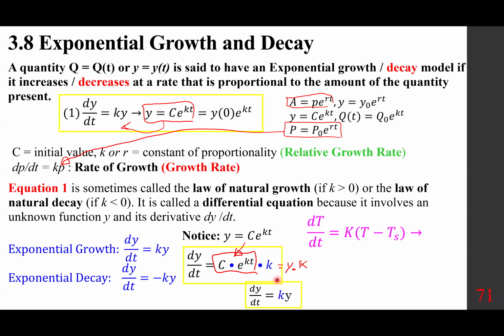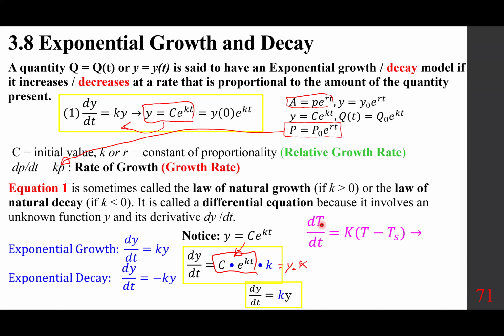Another differential equation is known as Newton's law of cooling. dT/dt equals k times (T minus T sub s). The bad thing about this is that we are using the same letter: capital T represents the temperature, lowercase t represents the time. So the dependent variable is capital T, the independent variable is lowercase t. The independent variable is time, and the dependent variable is temperature.